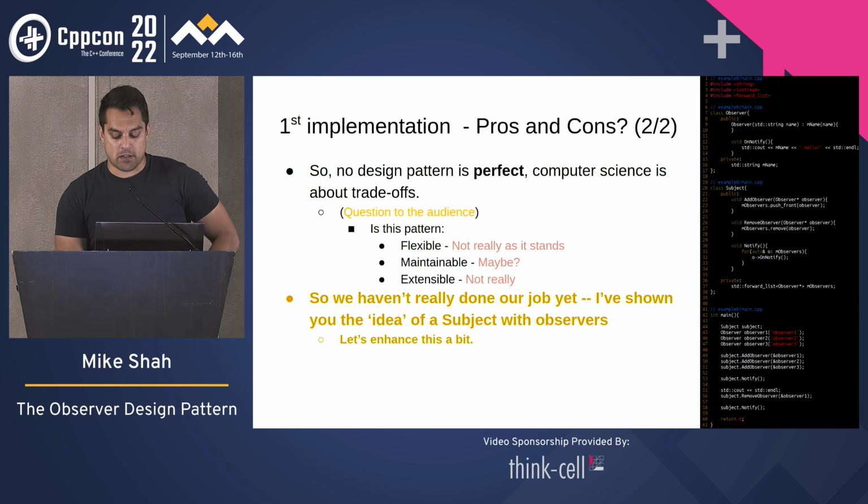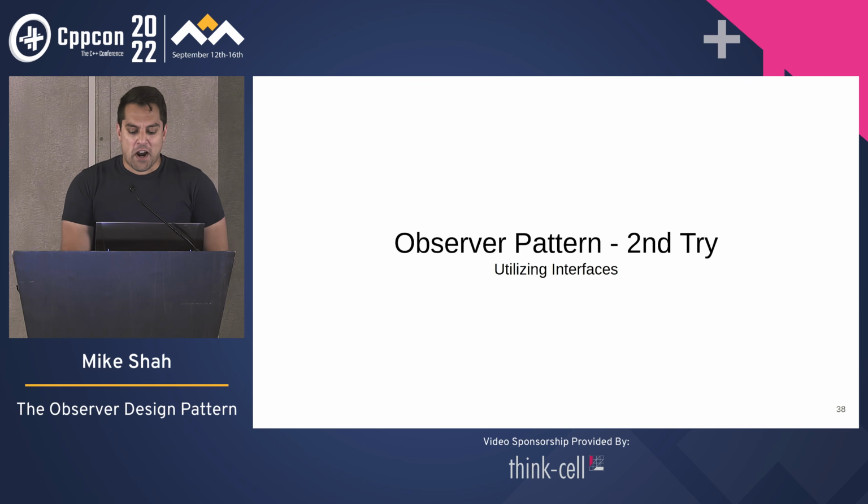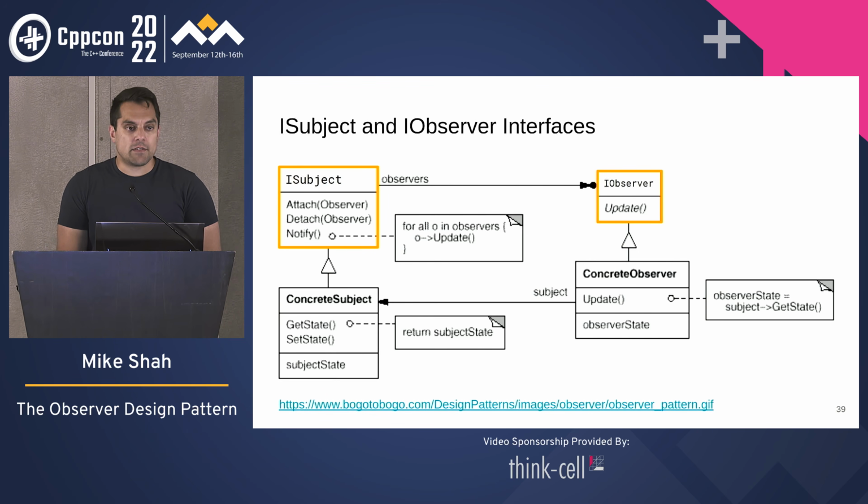Okay, so let's enhance this a little bit. Let's try this in round 2 here and actually utilize an interface, right? Utilize some of our object-oriented tools. Now, what I will say is you don't have to use inheritance. You could do this using composition or other things, but inheritance is a nice way to show this off. And of course, I've got to give you a classic UML diagram so I can understand this. But I've highlighted the important part, or what we're going to do with our observer pattern here.